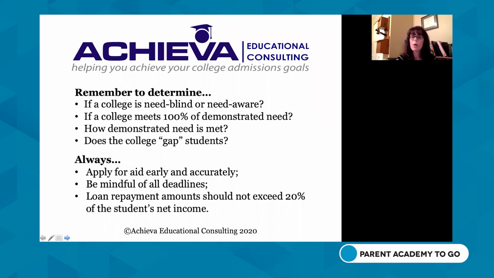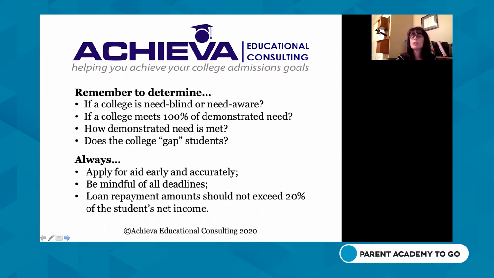The second question to ask schools when you're asking if they meet 100% of demonstrated need is also to ask if their need includes loans. Schools that meet 100% of demonstrated need and don't include loans, most of those are also highly selective schools.